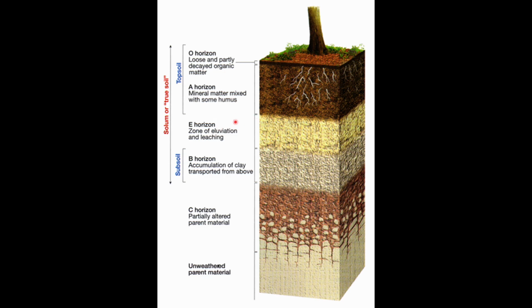Next, we have the E horizon. There's very little organic material in the E horizon. Water moving downward through this layer tends to wash finer particles out of this layer, producing what is called eluviation. Water also tends to remove the more soluble components through a process known as leaching from this layer.